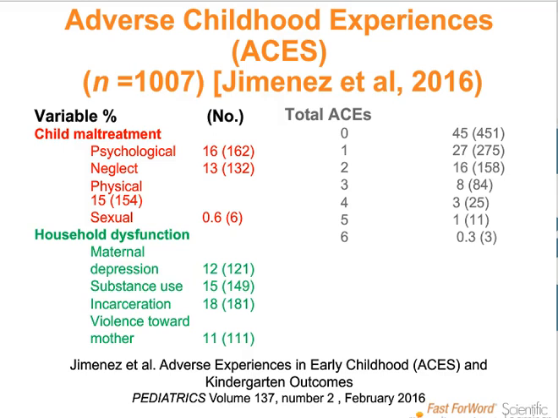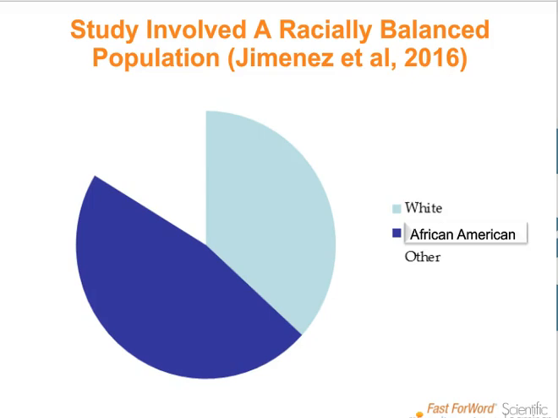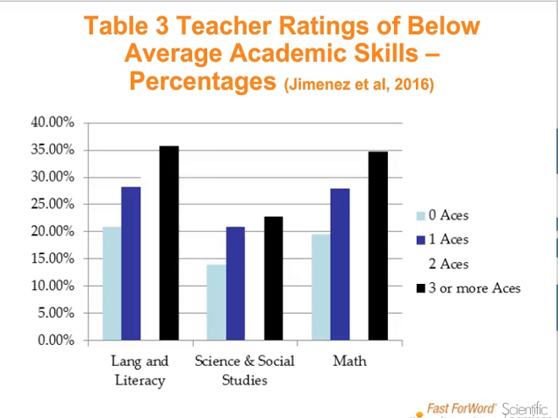But let's look at what those adverse effects do to the development of the brain, because certainly poverty is part of this whole process. And I want to remind everyone here that this was a racially balanced population. So we're not looking at ethnicity, we're not looking at race here. A large proportion of these children were white in the study, a large proportion African American, a large proportion other ethnicities. But overall, if they asked teachers to rate the academic skills of the students based on how many of these adverse experiences they'd had, you can see that language and literacy was dramatically affected if children had two or three adverse experiences in their life prior to entering school.